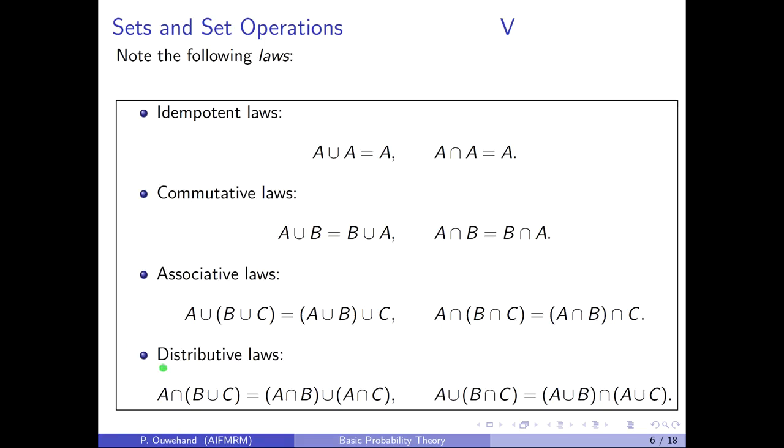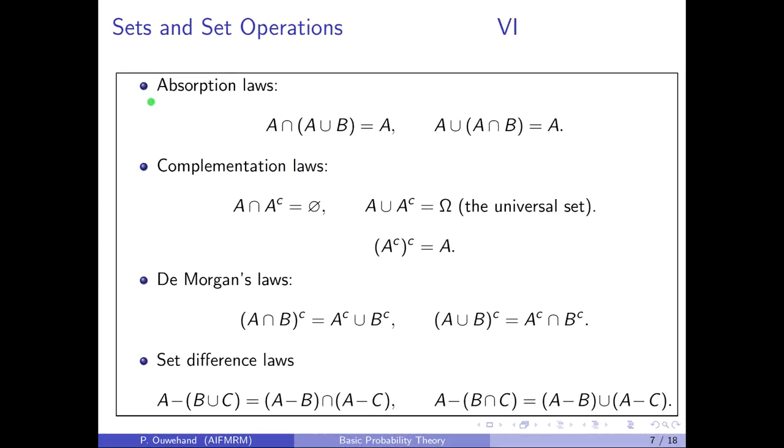The distributive laws are a little bit more interesting and left as an exercise. A intersection (B union C) is equal to (A intersection B) union (A intersection C). Notice here that A is being intersected with B union C, and that means that we must intersect A with B, and we must also intersect A with C. By interchanging the symbols of intersection and union, we obtain the other distributive law.